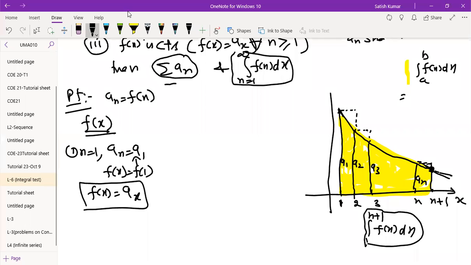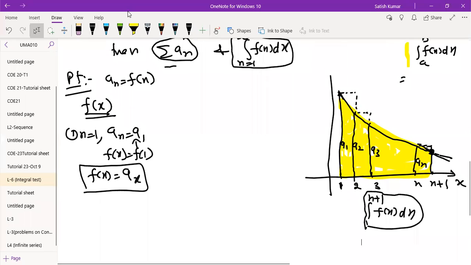The height of this rectangle is a1, because at 1 the value of the function f(x) is f(1), and f(1) is nothing but a1. The width is 1, so the area is a1 into 1, length into breadth. So the area of this rectangle is a1. Similarly, the area of the next rectangle is a2, and the area of the nth rectangle is an. Again the difference is 1 unit. So the area of the first rectangle is a1, the second is a2, up to an.